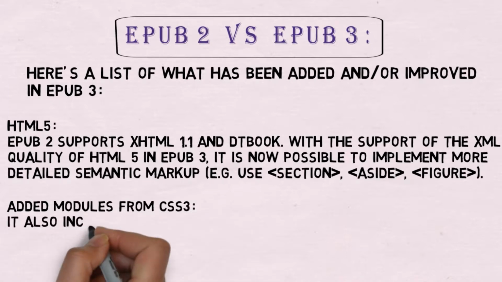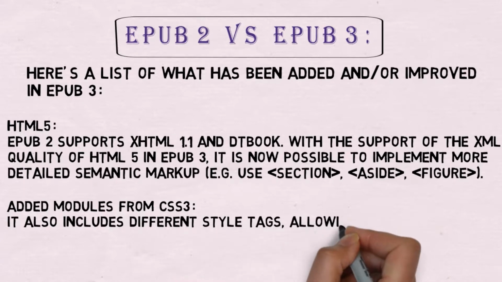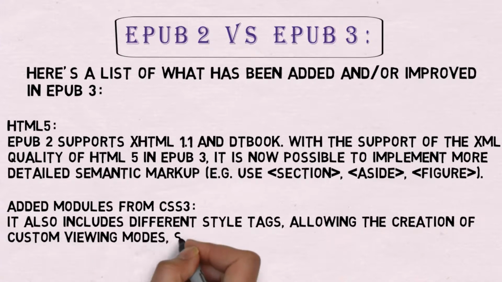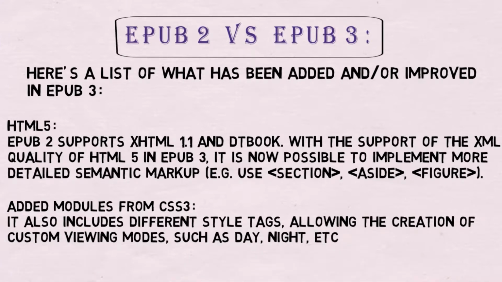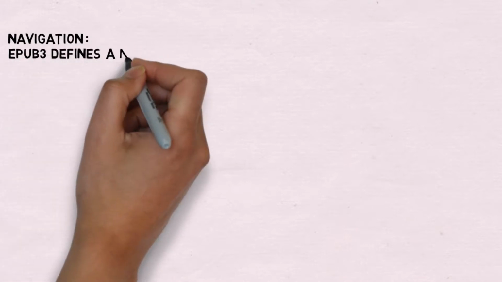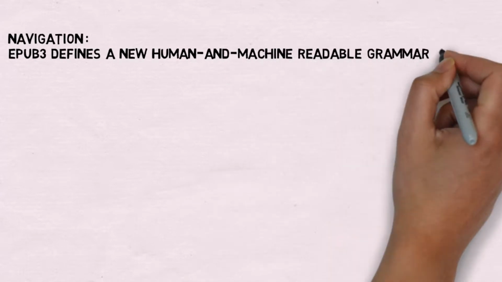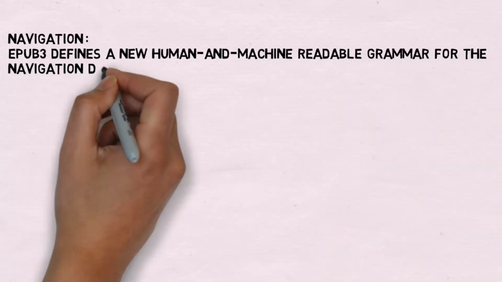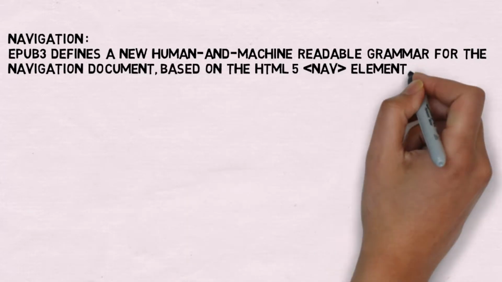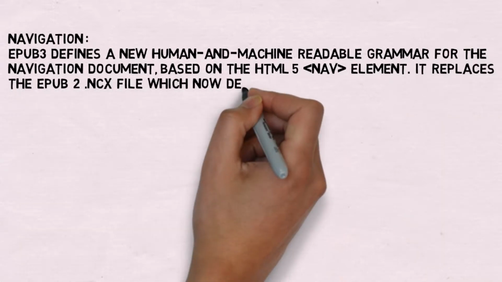Added modules from CSS3. It also includes different style tags, allowing the creation of custom viewing modes, such as day, night, etc. Navigation. EPUB3 defines a new human and machine-readable grammar for the navigation document, based on the HTML5 nav element. It replaces the EPUB2 NCX file, which is now deprecated.